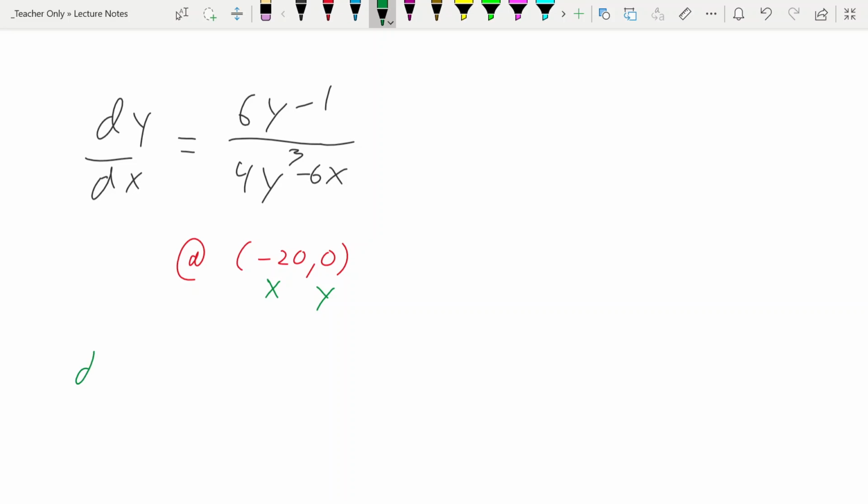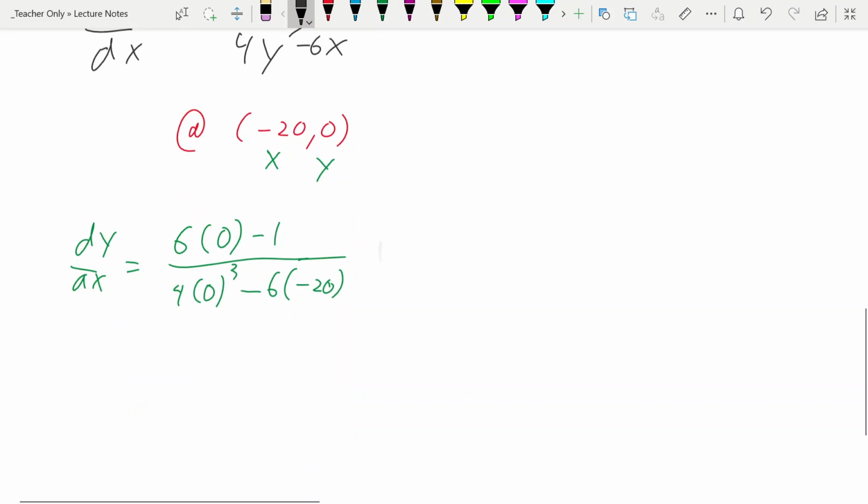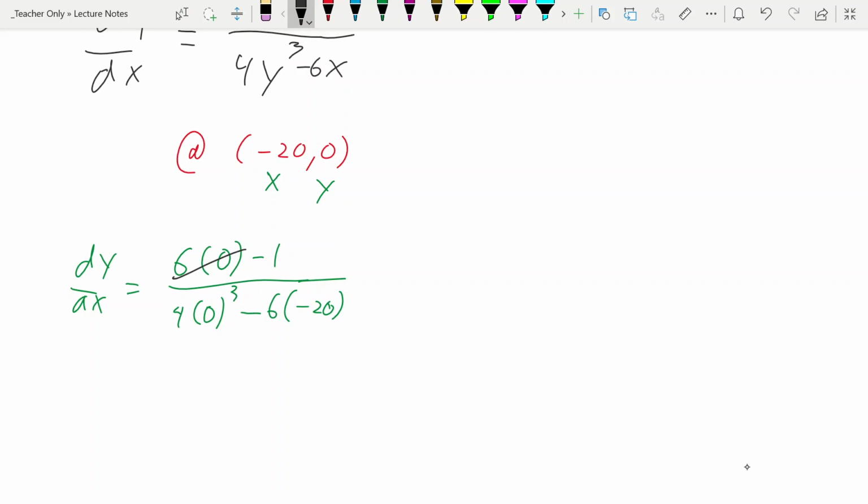So I'm going to go ahead and sub those in. That's going to be dy/dx equals 6 times 0 minus 1 over 4 times 0 cubed minus 6 times negative 20. And finally, we're just going to do a little simplification. 6 times 0 is 0. 4 times 0 cubed is still 0. So that's going to leave us with dy/dx equals negative 1 over, negative times a negative makes a positive, 6 times 20 would be 120. So we now know the slope of our tangent line. The slope is negative 1 over 120.